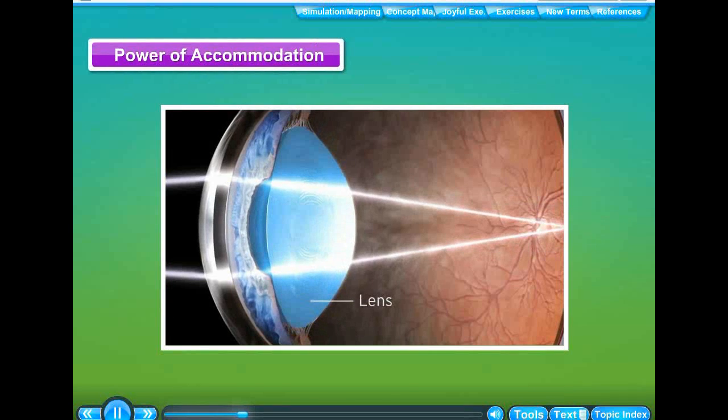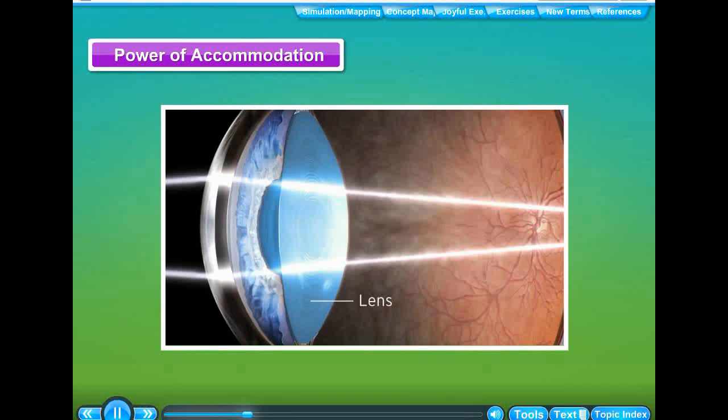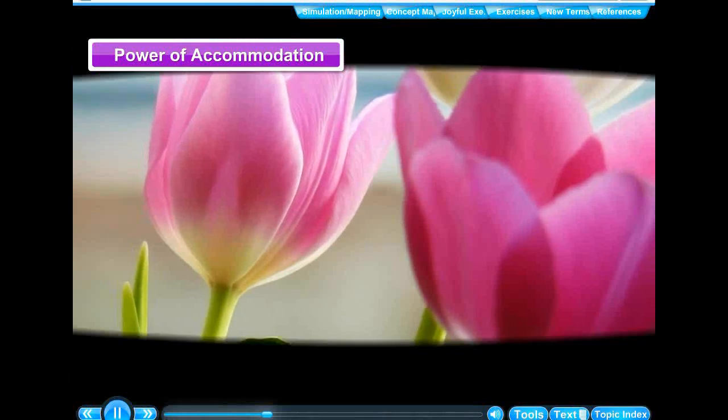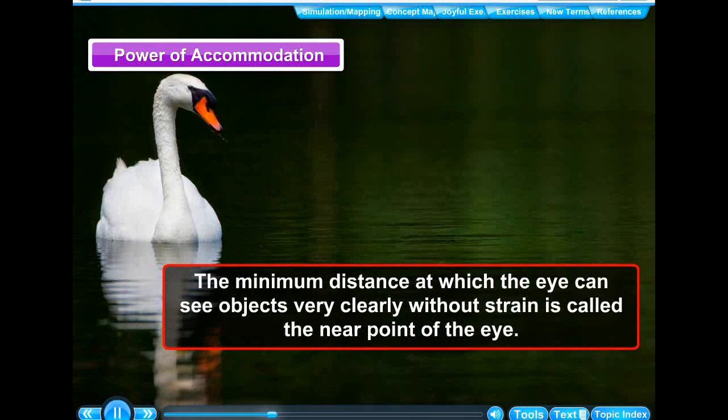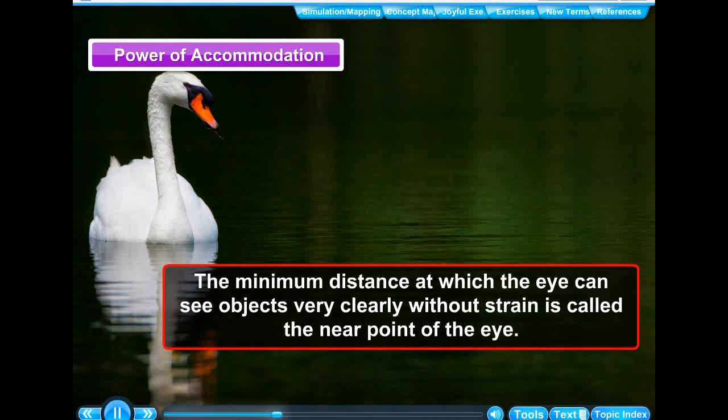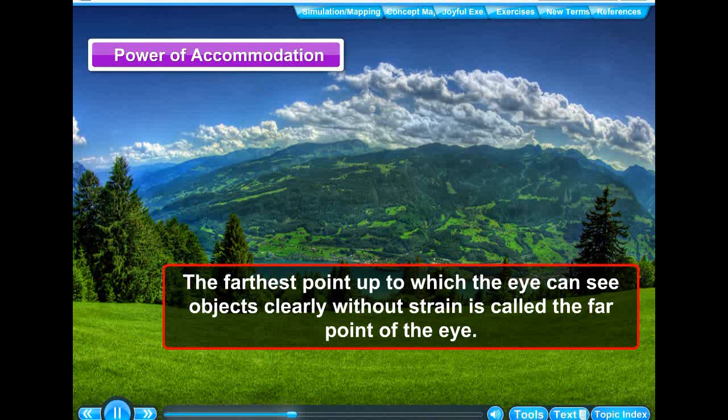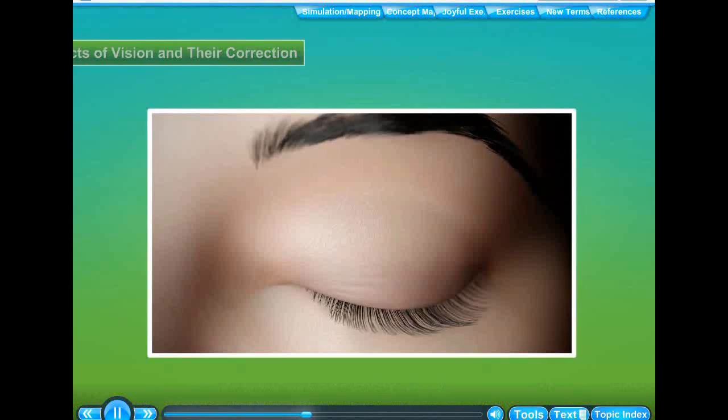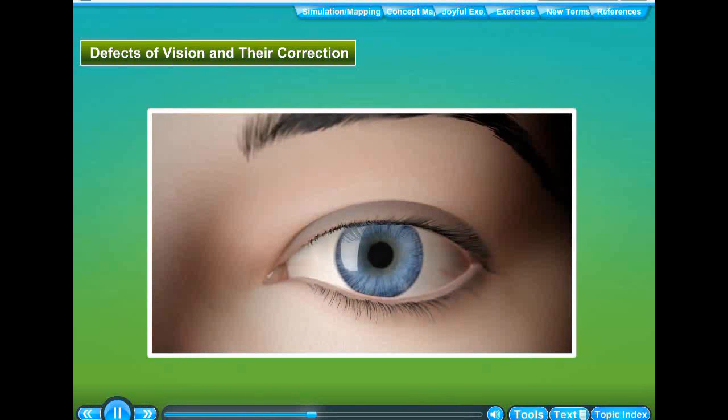Power of accommodation. The ability of the eye lens to adjust its focal length so as to see the objects located anywhere is called the power of accommodation. The minimum distance at which the eye can see objects very clearly without strain is called the near point of the eye. The farthest point up to which the eye can see objects clearly without strain is called the far point of the eye.